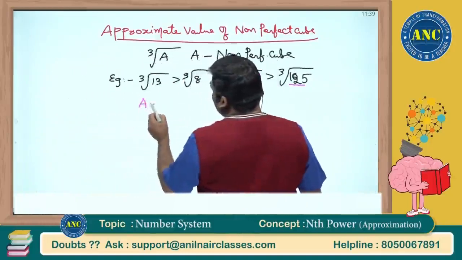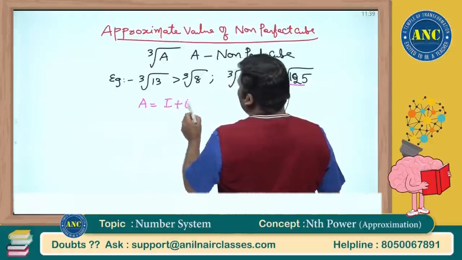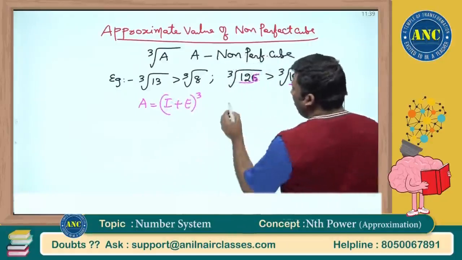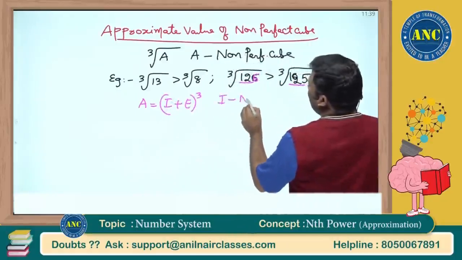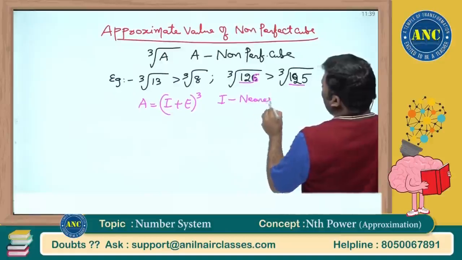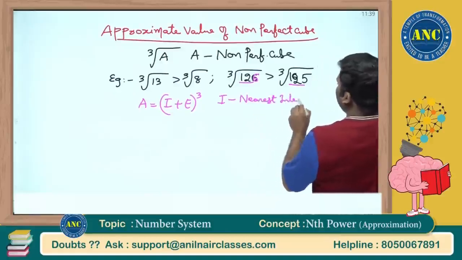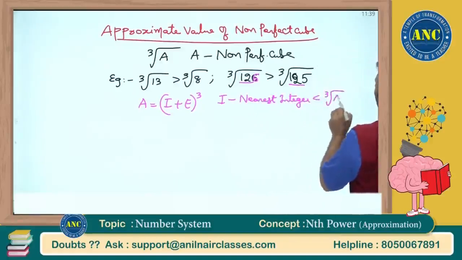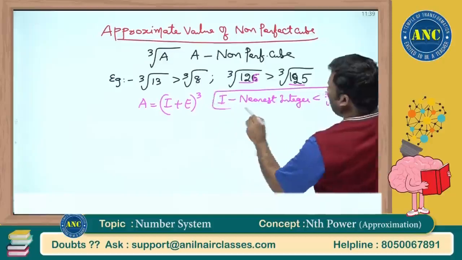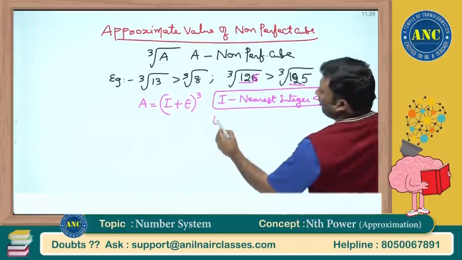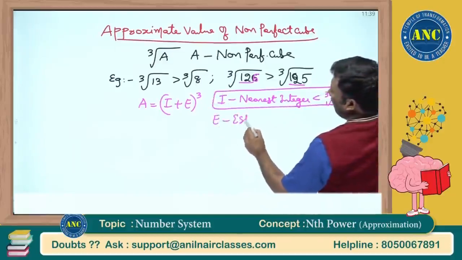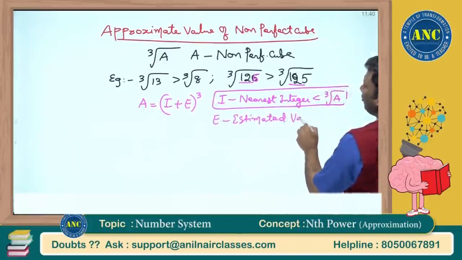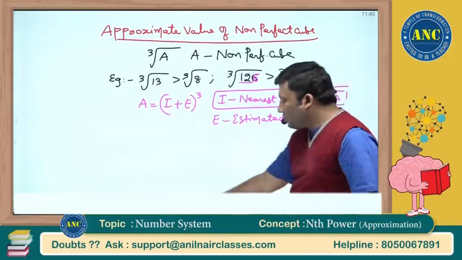Same as what I did for square, here it is (I plus e) whole cube. What is I? I is the nearest integer just less than cube root of a. E is the estimated value. E is what we need to find out.